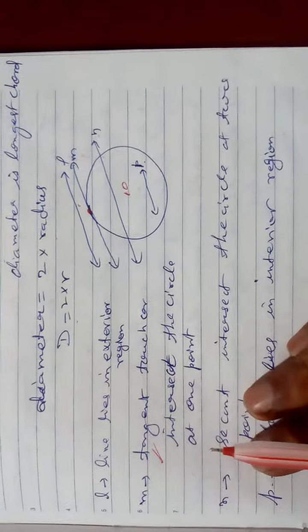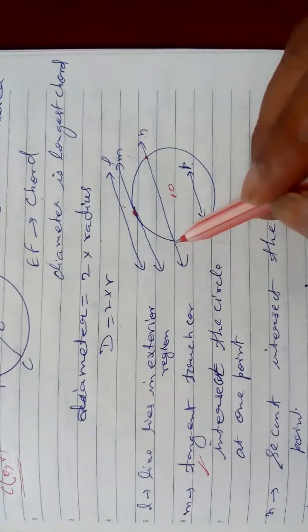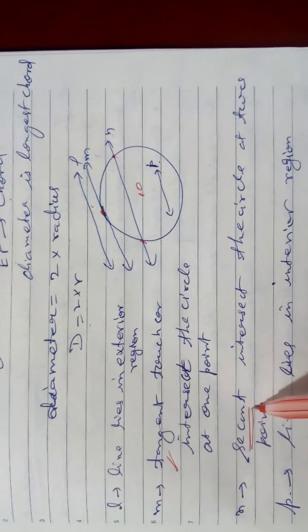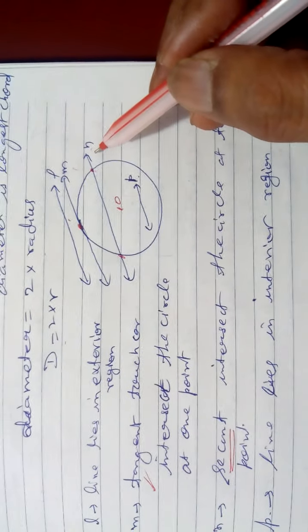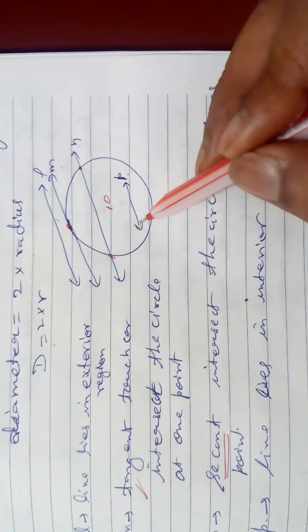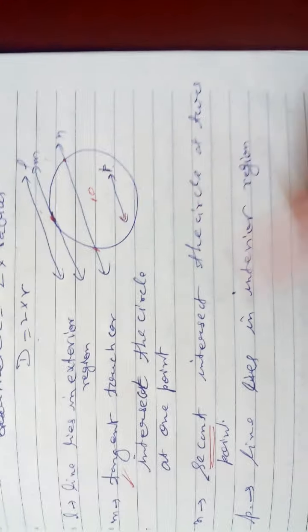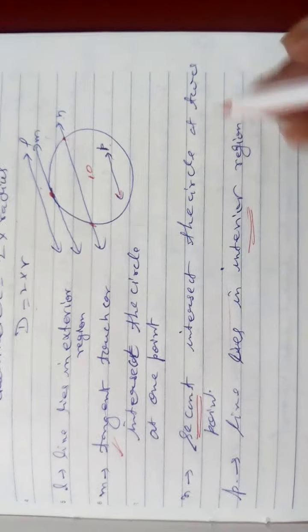We know this from class 7th, 8th as well as 9th. A line intersecting the circle at two points, that is N, is known as a secant. What is the name of this line? Secant, which intersects the circle at two points. A line which wholly lies in the interior region, it is not extending. If you extend it, then it will form a secant. Then this is called a line in the interior region.